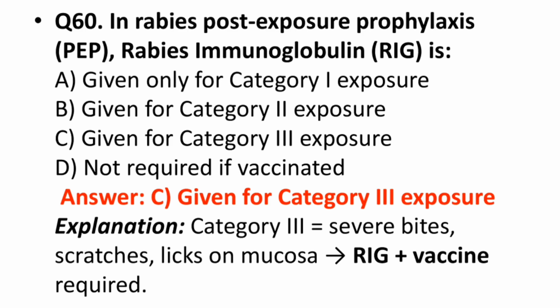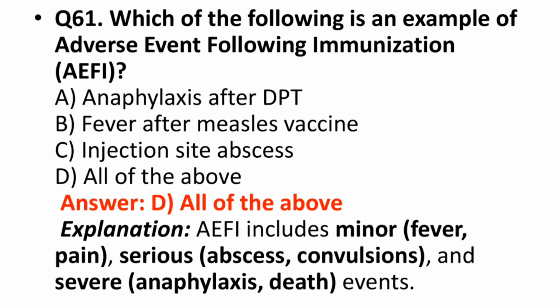In rabies post-exposure prophylaxis, rabies immunoglobulin is option A, given only for category 1 exposure. Option B, given for category 2 exposure. Option C, given for category 3 exposure. Option D, not required if vaccinated. The correct answer is option C, given for category 3 exposure. Category 3: severe bites, scratches, licks on mucosa, RIG plus vaccine required.